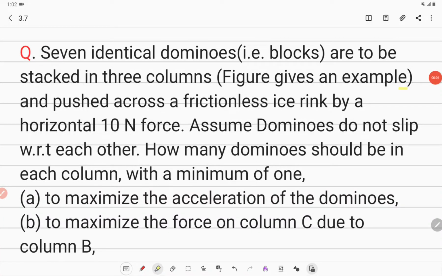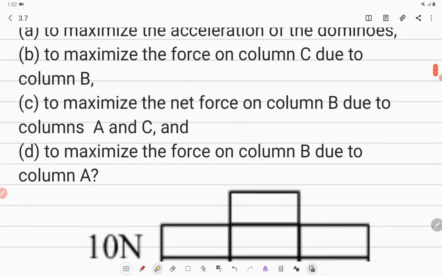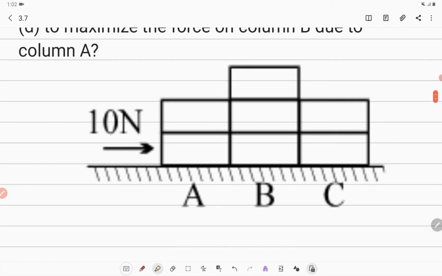Hello students, let's solve this question. 7 identical dominoes, that is blocks, are to be stacked in 3 columns. Figure gives an example. So a figure is also given to us in which there are 7 blocks. You can read, you can count, these are 7 blocks. This is 1, 2, 3, 4, 5, 6 and 7.